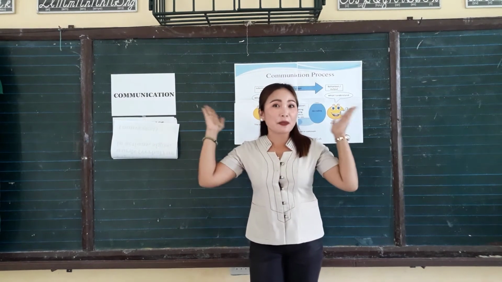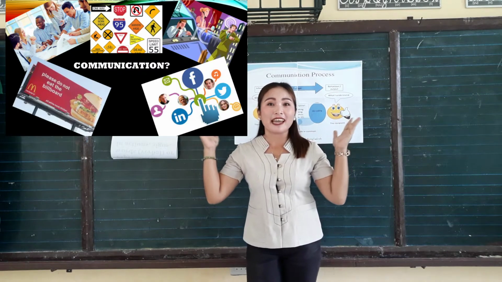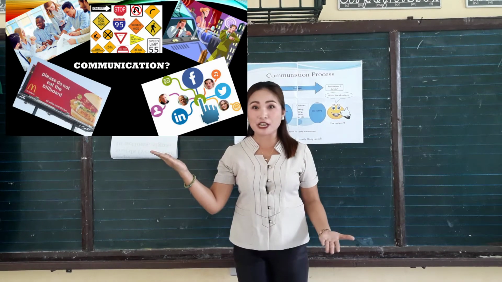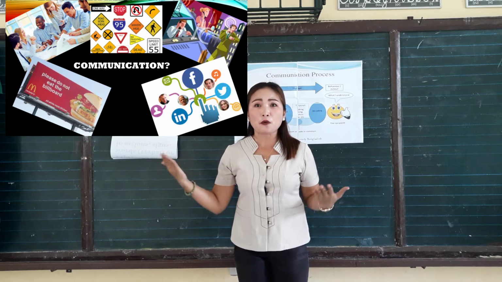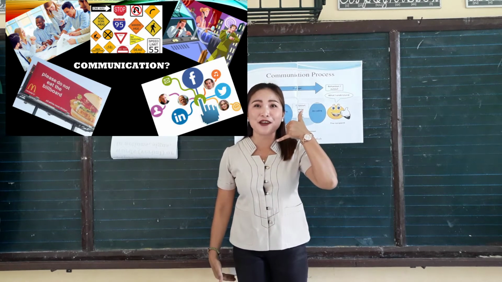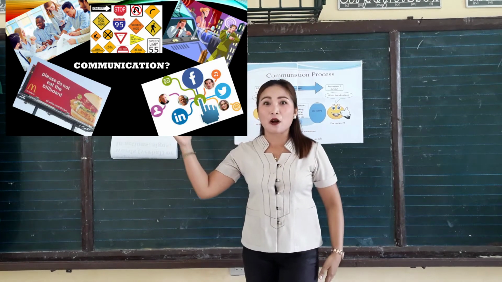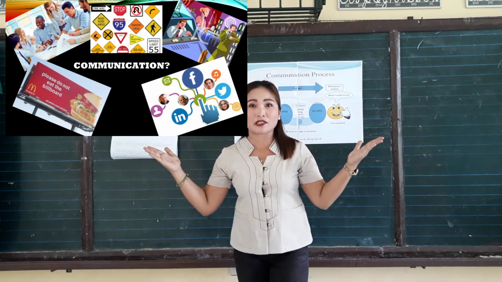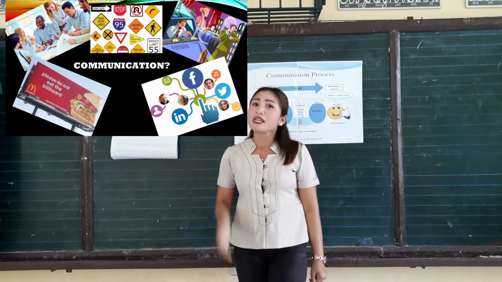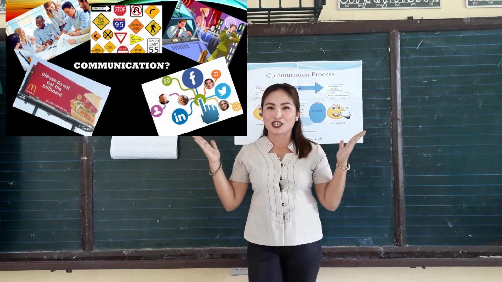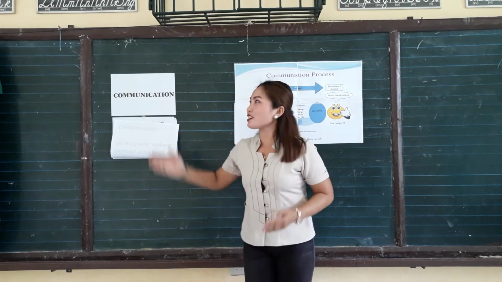What do you see on the pictures? Yes, we see people sharing information in a meeting. We see people talking over the phone. That's correct. We see billboards. We see road signs and symbols. Those are all correct. Now, from these pictures, what can you say about communication?